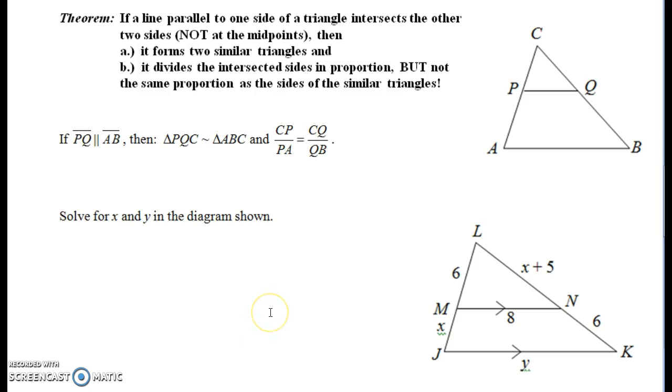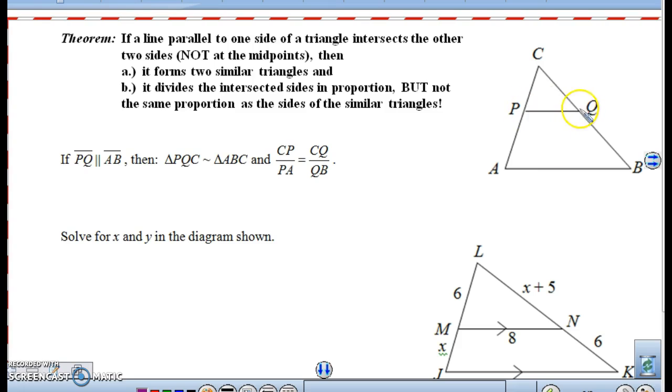Now, what if we have a segment that intersects 2 sides of the triangle, but it's not the midpoint? Well, we have a theorem about that too. If a line parallel to one side of a triangle intersects the other 2 sides, not at the midpoints, then it forms 2 similar triangles, obviously, here and here. Okay? And it divides the intersected segments in proportion, but not the same proportions as the sides of similar triangles. So what's happening here is I'm going to create 2 similar triangles. Here and here are my 2 similar triangles, just outlining them here.